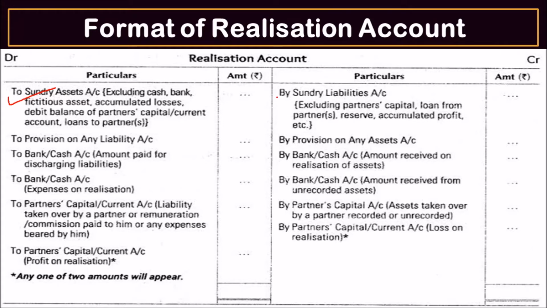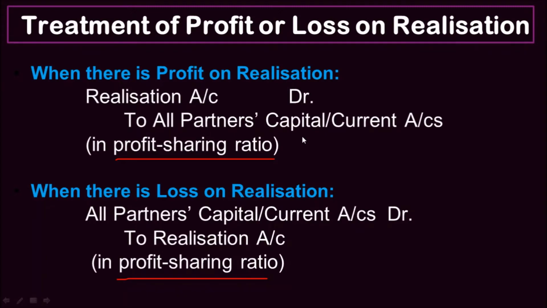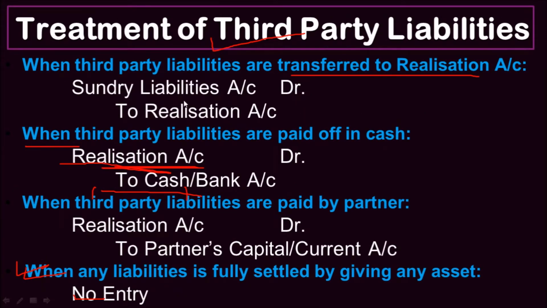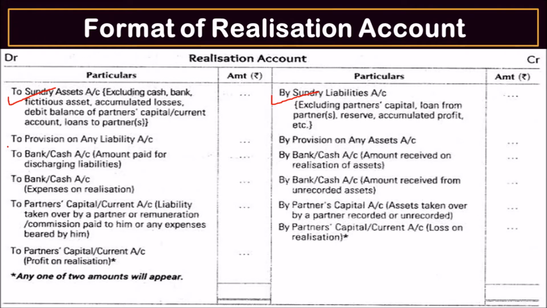Similarly, this is the entry to dissolve the liabilities, by sundry liabilities, excluding partners' capital, loan from partners, reserve, accumulated profit, etc. I'll show you which entry this is. This one, first entry. Now if there is any provision on any liability, it can be transferred here. And if there is any provision on any asset, which I have explained, like provision for doubtful debts, provision for depreciation and investment fluctuation reserve, all will be transferred here.